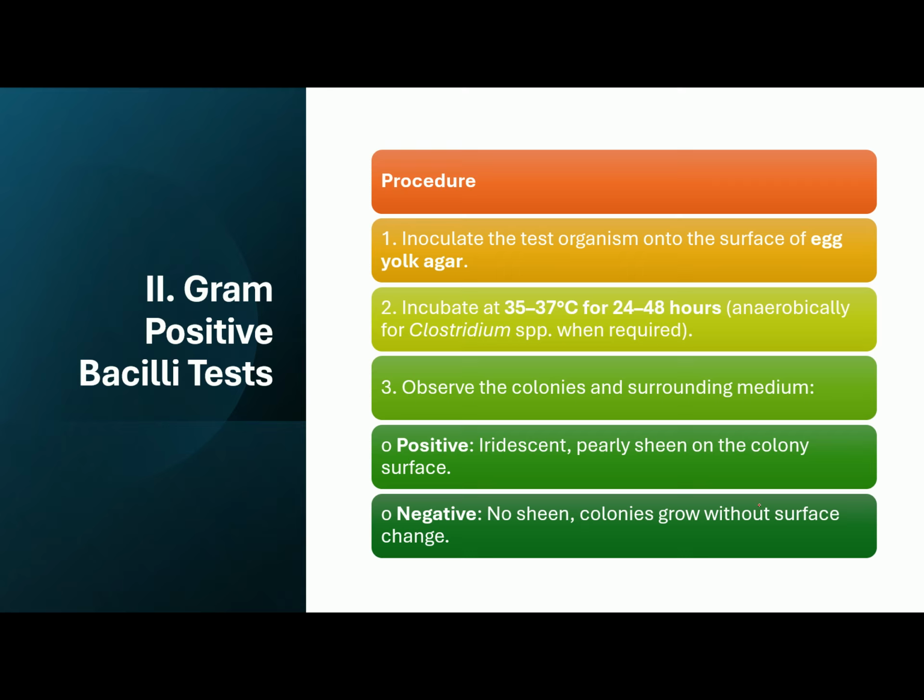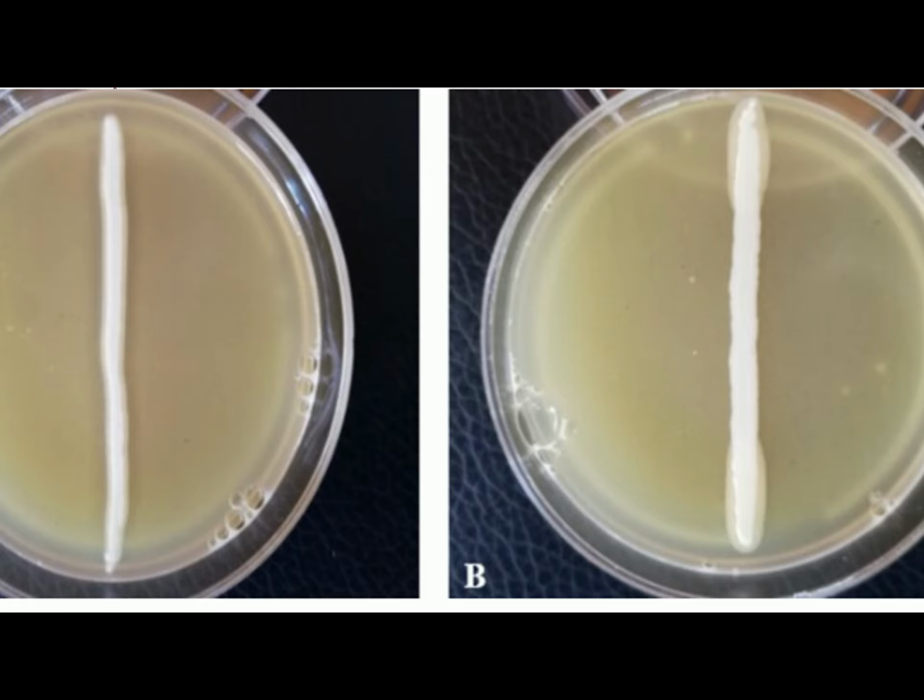Procedure: inoculate the test organism onto the surface of egg yolk agar. Incubate at 35 to 37 degrees for 24 to 48 hours. Observe the colony. Positive is an iridescent pearly sheen on the colony surface. Negative, no sheen. So itong first picture on the left, this is a negative result. While on the second one, if you take a look at the top class, you would see here an iridescent change in color. So nagiging shiny siya.